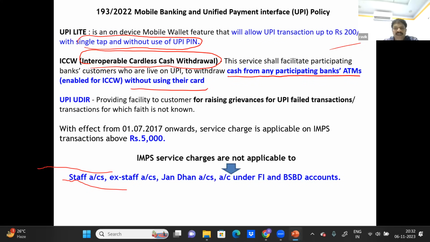Now UPI UDIR. This is one more thing, for filing grievances. For UPI failed transactions, if anybody has grievances, they have to lodge them in UPI UDIR.